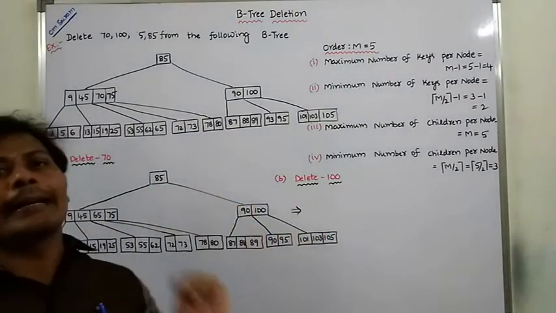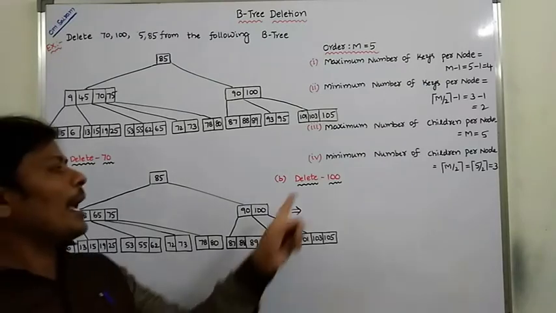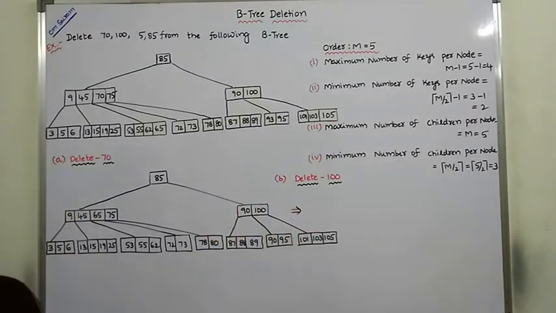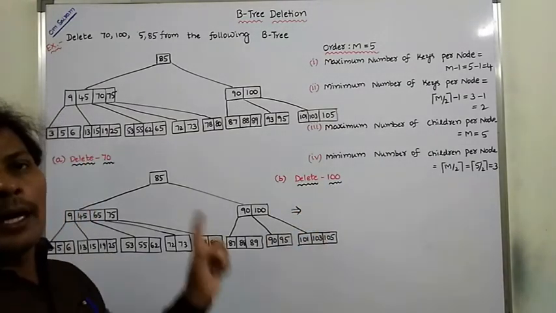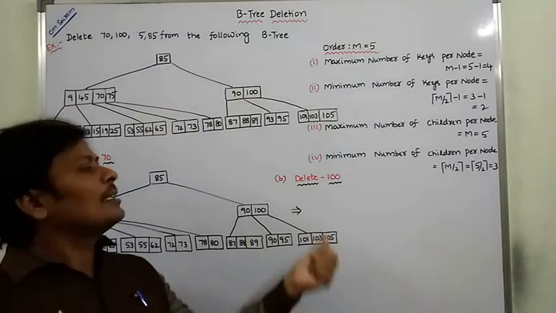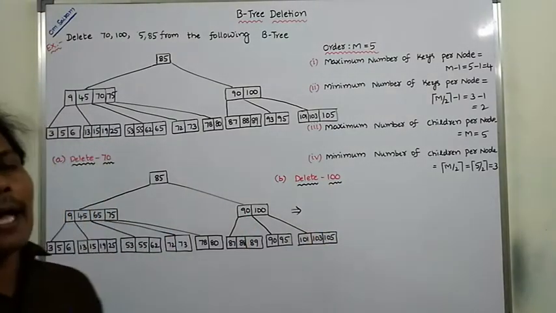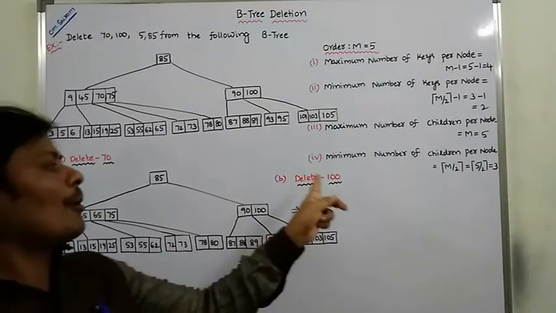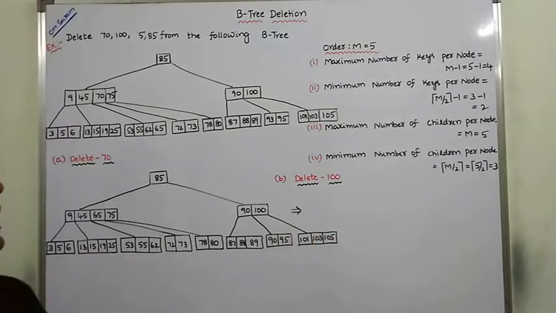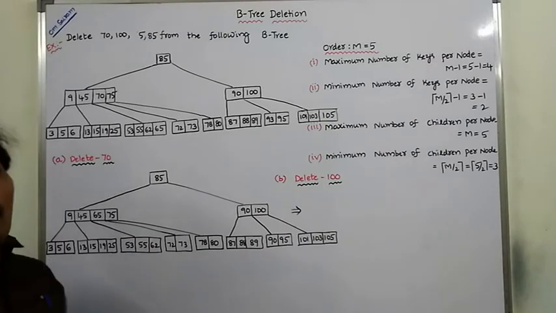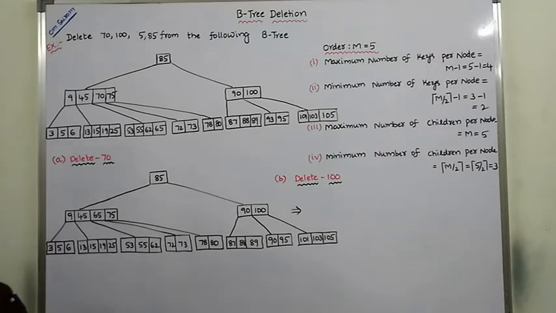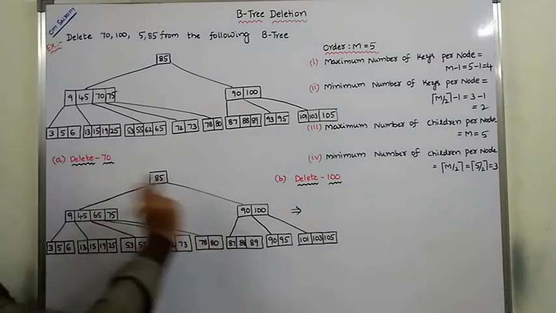delete 100. First we have to find out the location of 100. So here the target key element is 100. Whatever key element we want to delete is called the target key element. So 100 is the target key element. First we have to find the location of target key element 100 in this tree.